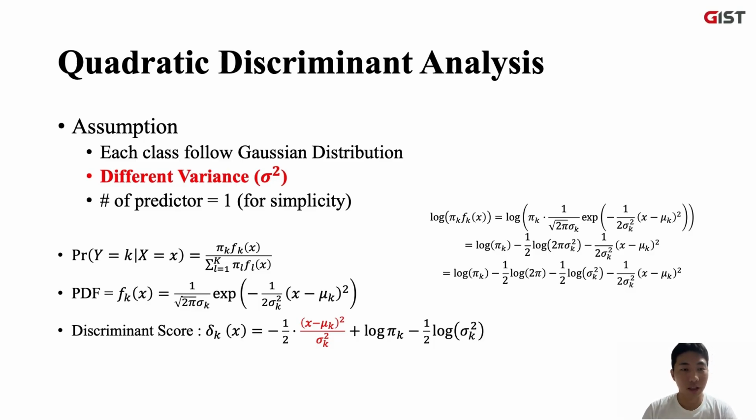Now look closely at this equation. When you expand the x minus mu k squared term, you get an x squared term. This means the discriminant score delta k of x is a quadratic function of x. In LDA, the coefficient of the x squared term was the same for all classes, so it canceled out during comparison. Here in QDA, because the variances are different, the x squared term remains. Since the discriminant score is quadratic, the decision boundary where two scores are equal becomes a quadratic equation. This allows for a much more flexible and complex decision boundary.